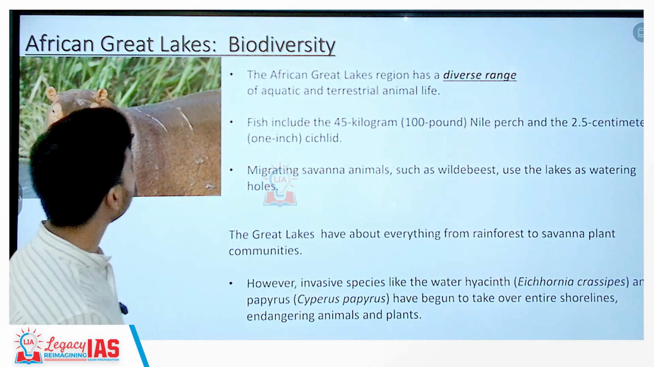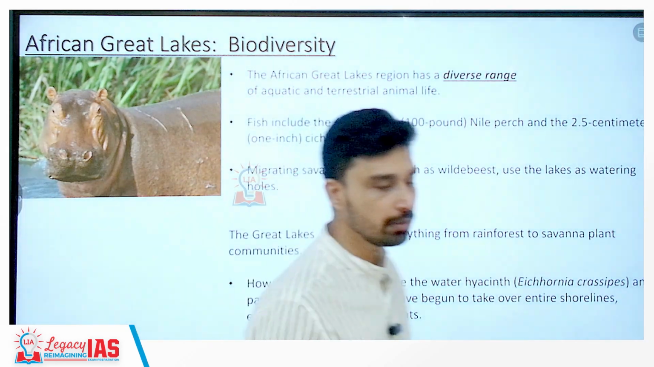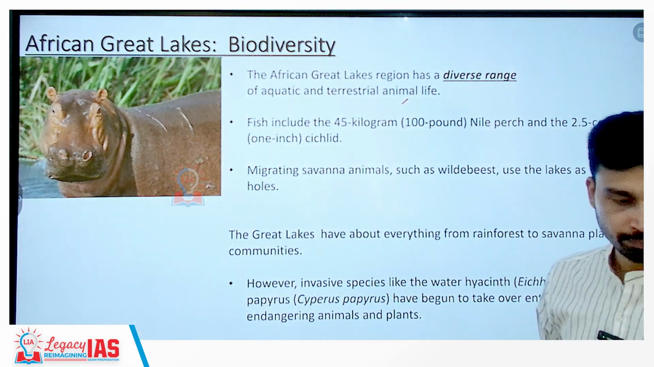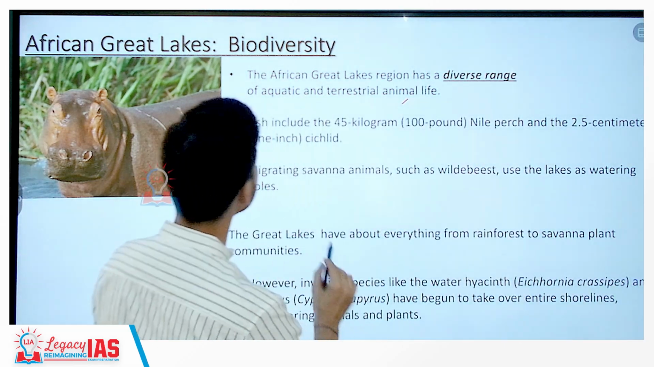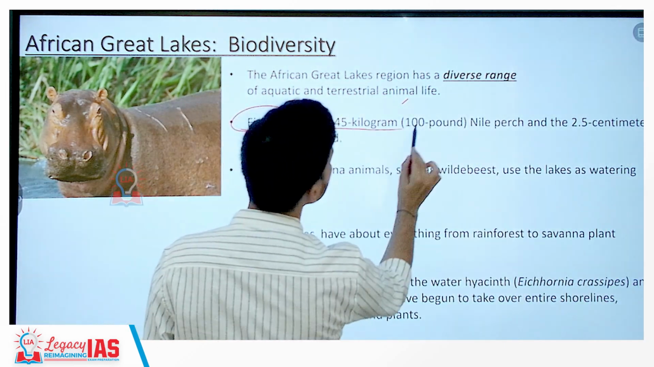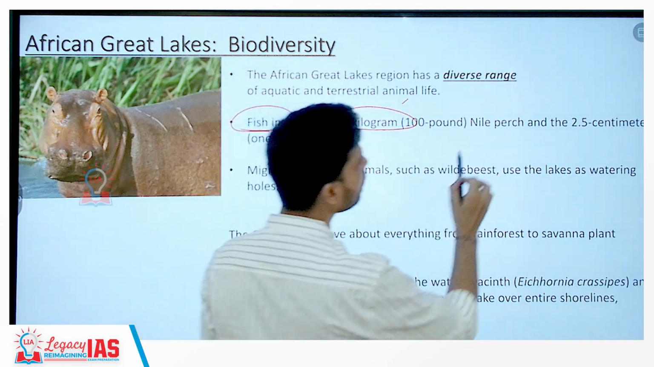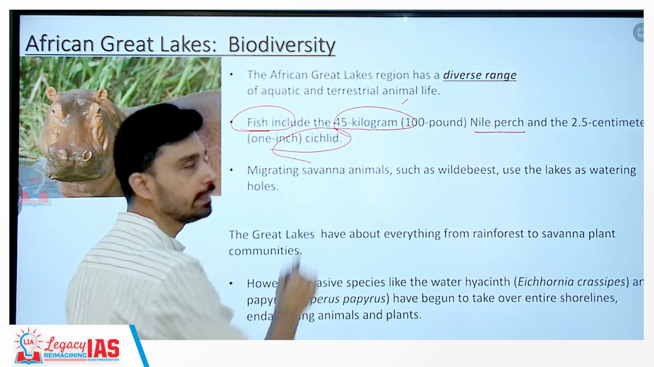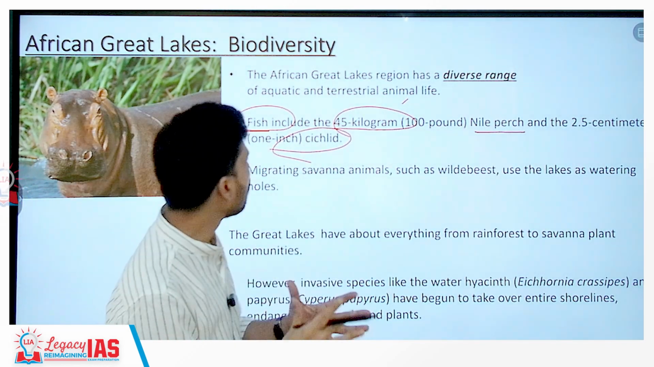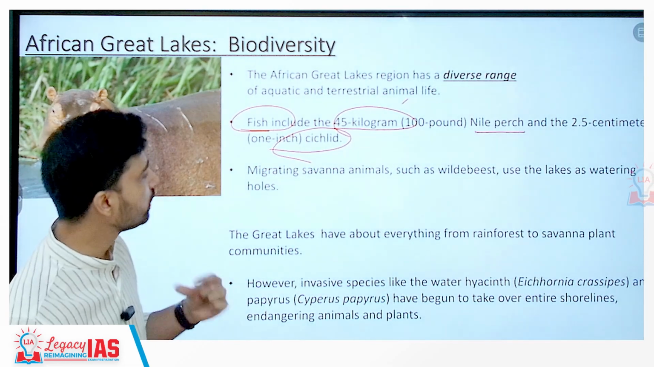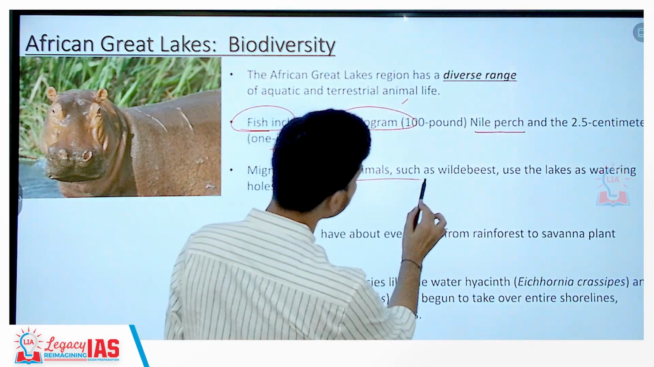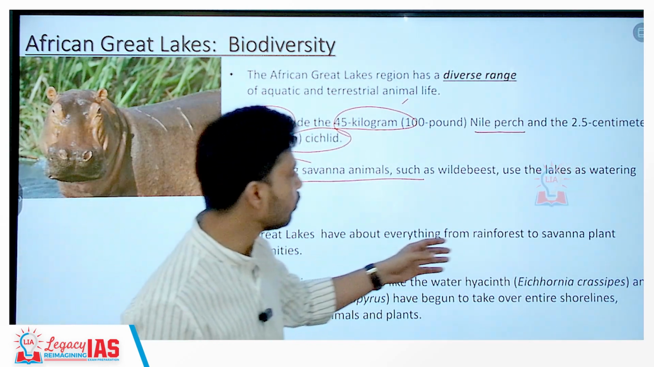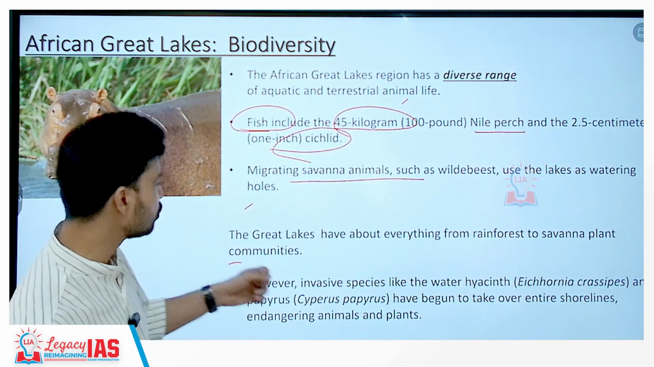Obviously, the Great Lakes of Africa, because of the availability of abundant water, are also full of biodiversity. For example, we talk about fish. It includes one of the heaviest fish, the 45-kilogram Nile perch, and the smallest fish, only 2.5 centimeters, the cichlid. So, from 100 pounds to almost 1 inch in size, fish are found in the Great African Rift Valley. Migrating savanna animals such as wildebeest use the lakes as watering holes. The Great Lakes have about everything from rainforest to savanna plant communities.